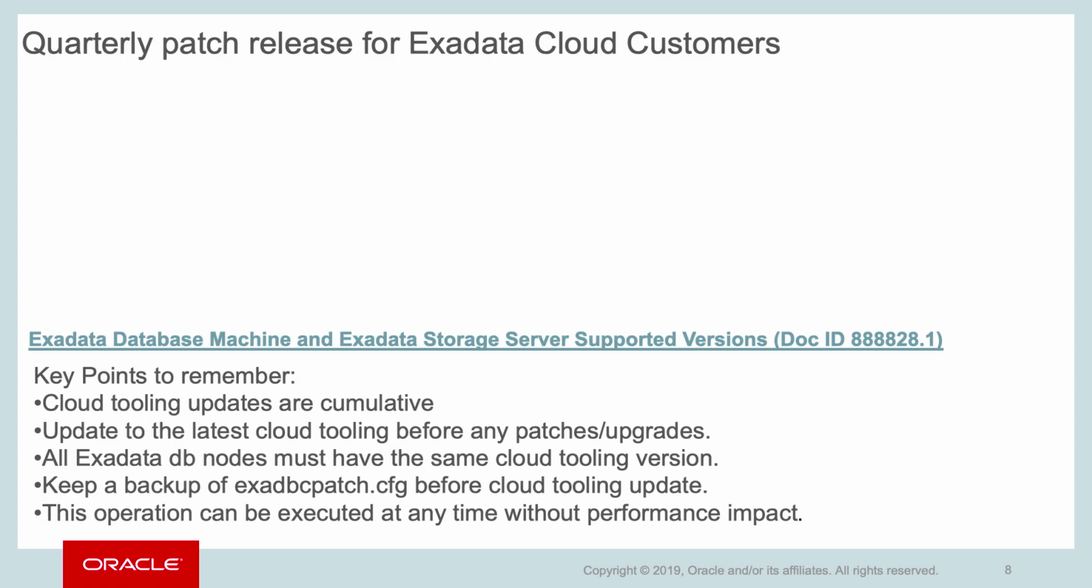Looking at the quarterly patch release for Exadata Cloud customers, a few important points to remember: you have to make sure the cloud tooling on all of the nodes is recent. That can be updated using the standard practices, either using dbaascli commands or any other method. You should update to the latest tooling before attempting any patches as well as upgrades. All database nodes should have the same version of cloud tooling. You can also keep a backup of exadbcpatch.cfg before cloud tooling updates, and this operation can be executed at any time without impacting performance.